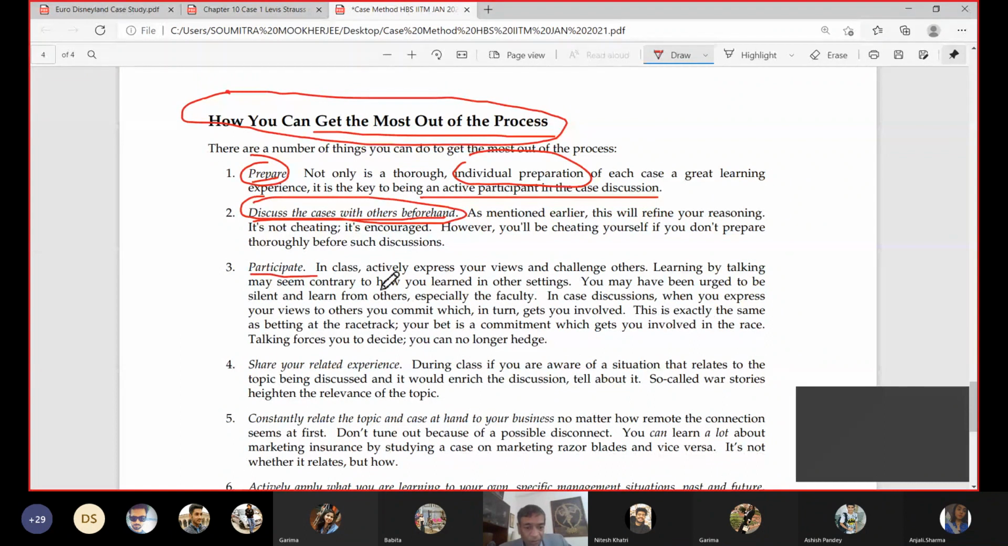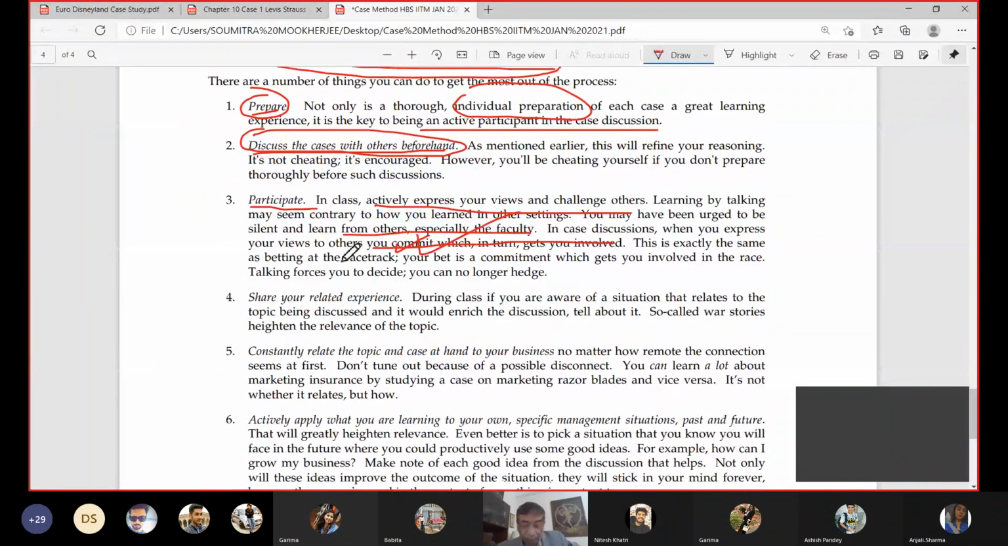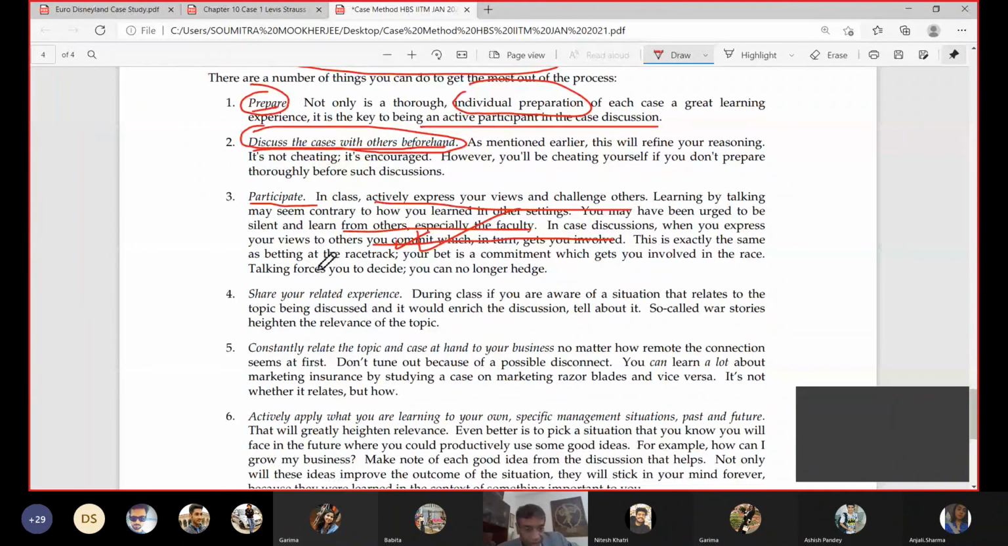Participate. This is the most important. In class, express your views. Express your views. And you try to get involved. You may be wrong, doesn't matter. Anjali, you may be thoroughly wrong, doesn't matter. But at the end of the day, what is important is that you need to realize that it is one of the forums of discussion by which you make the learning journey more interesting. So prepare, discuss with others, participate in the case study, share your experience.